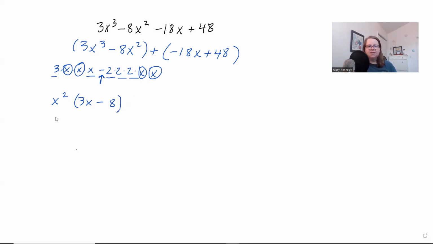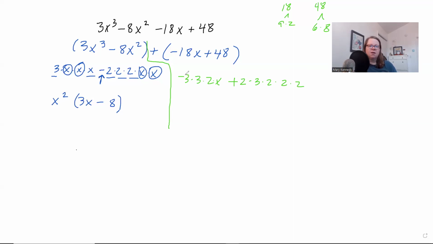Now we're ready to do sort of the second problem, right? We're going to separate this out. Now let's think about this part of it. So we've got negative 18x. Well, 18 is 9 times 2, so that'd be negative 3 times 3 times 2 times x. And then 48. 48 is 6 times 8 is what I think of. So plus 2 times 3 times 2 times 2 times 2 for 8. So this is 6 and this is 8. No x's on that one.